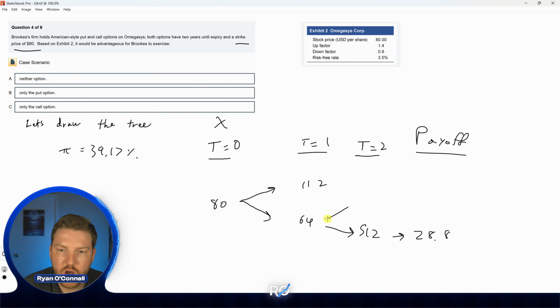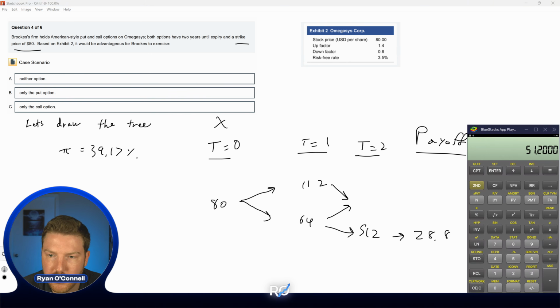Now, if it had gone up from there, or like down from there, I mean, we can do it, but I don't think it would be in the money, so I don't think we have to even consider it at all. So it's going to be 64 times 1.4.